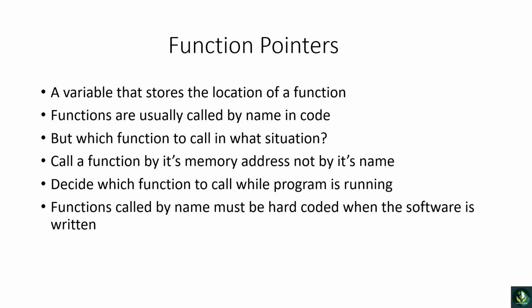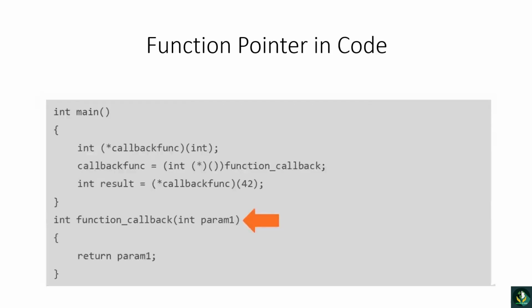A function pointer is a variable that stores the location of a function. Functions are usually called by name in code, but which function to call in a given situation may matter. To call a function, it needs to be addressed, but not just by its name. It can be decided which function to call while the program is running, whereas a function called by name must be hard-coded when the software is written.